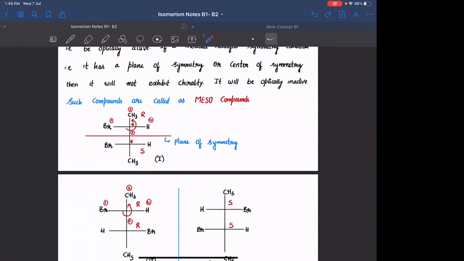Agreed? You will be seeing this statement in your NCERT. You need to understand what is meant by external compensation and internal compensation. They will ask which of the following statements is true. They will say meso compound is optically inactive due to external compensation. True or false?